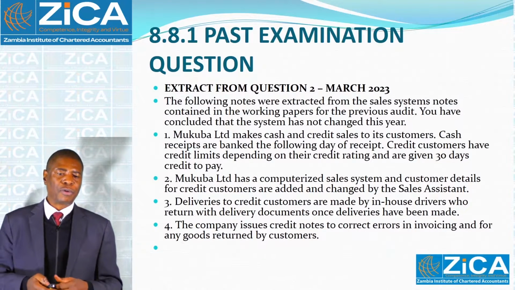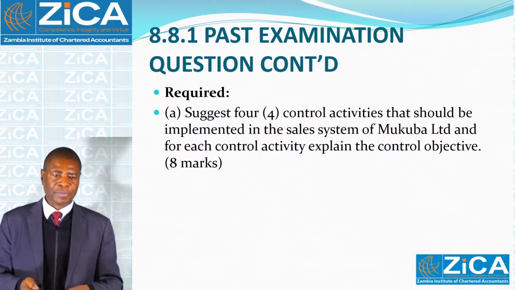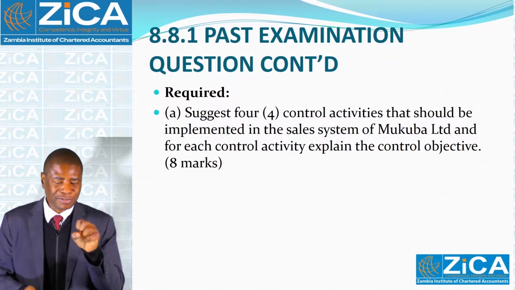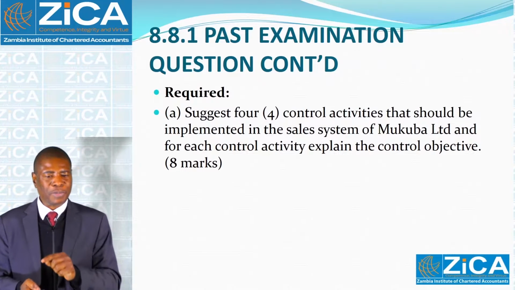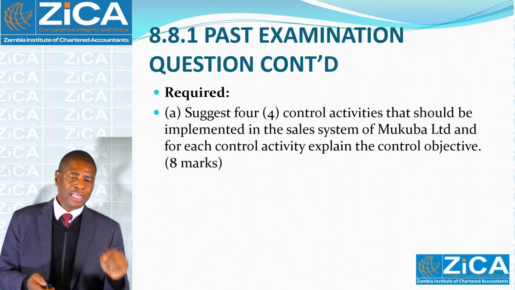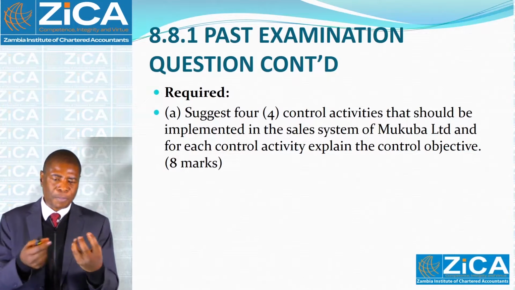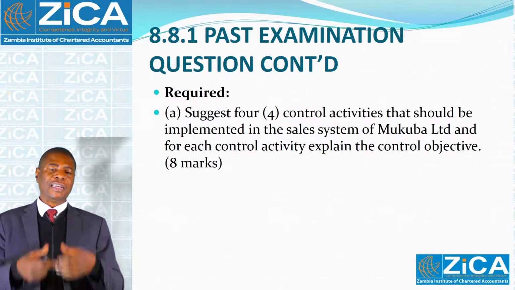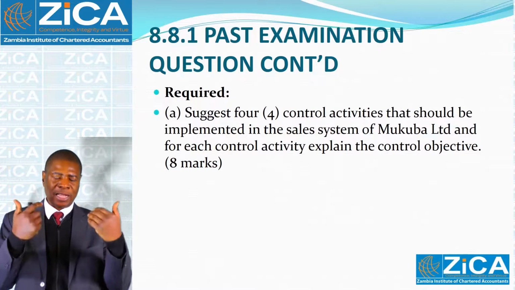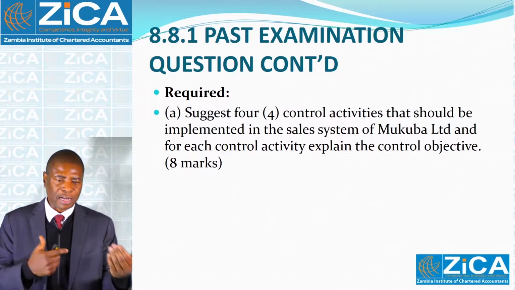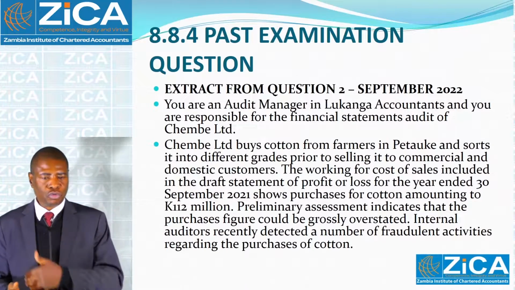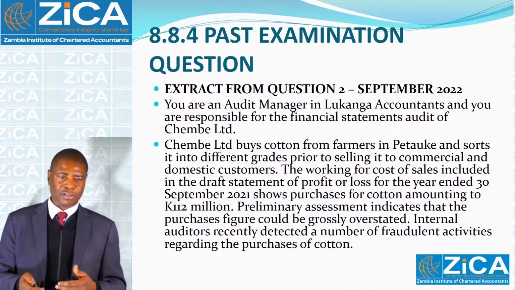So there's an extract from question 2, March 2023. The requirement was suggest 4 control activities that should be implemented in the sales system of Mokuba Limited. And for each control activity, explain the control objectives. Since there are 2 parts there, a table would have done the trick. So the presentation has included a table from the suggested examiner's solutions, so you can appreciate how it should have been done. We've also taken a question from September 2022, about these controls.